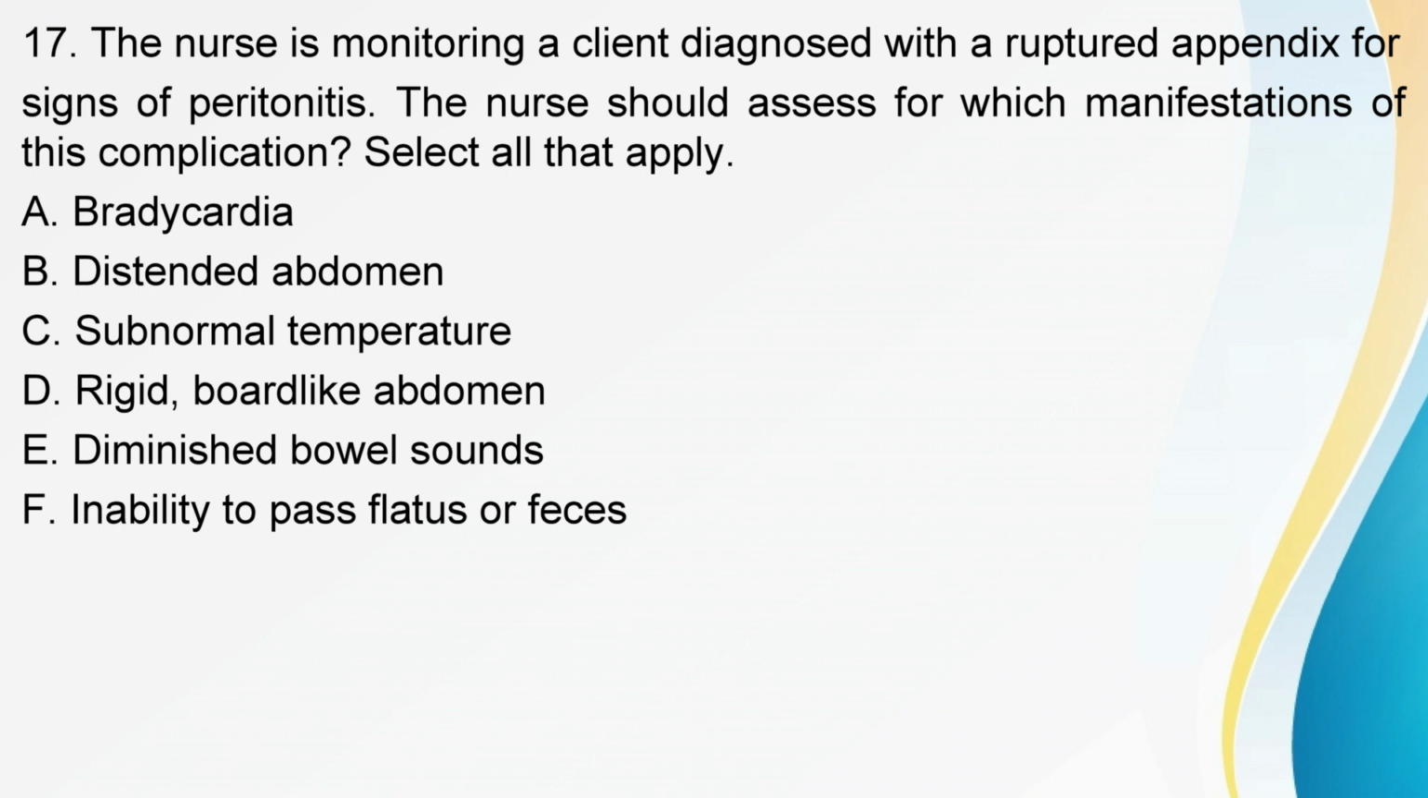Question number 17. The nurse is monitoring a client diagnosed with a ruptured appendix for signs of peritonitis. The nurse should assess for which manifestations of this complication. Select all that apply. A. Bradycardia, B. Distended abdomen, C. Subnormal temperature, D. Rigid, board-like abdomen, E. Diminished bowel sounds, F. Inability to pass flatus or feces. Answer, letter B, D, E, F.